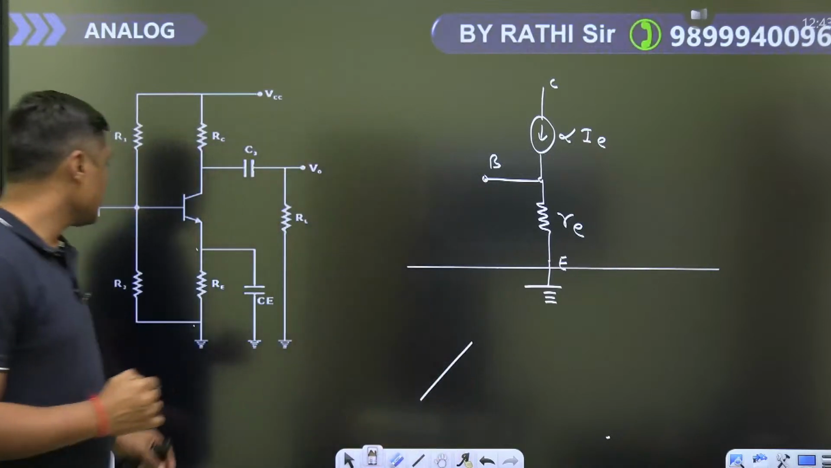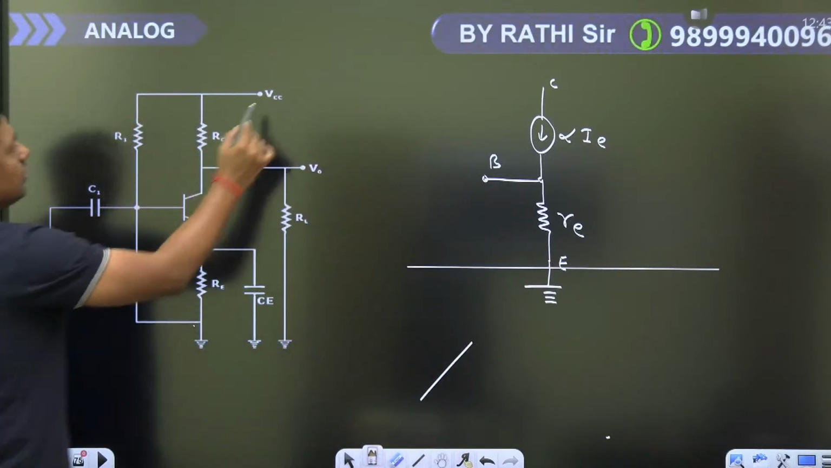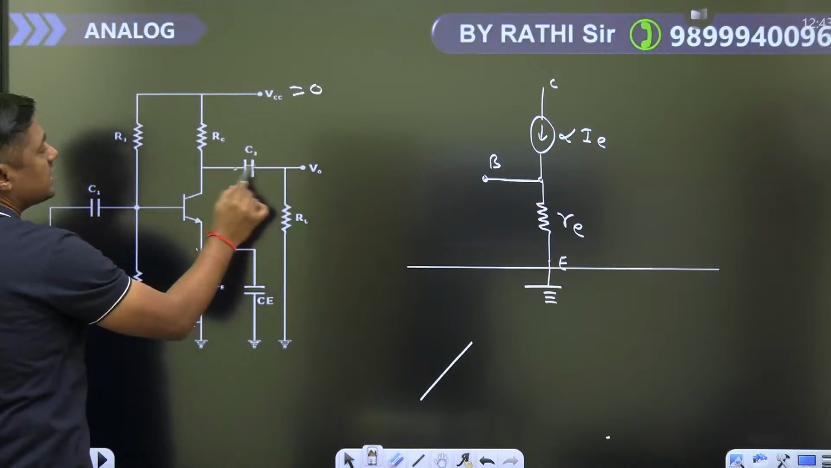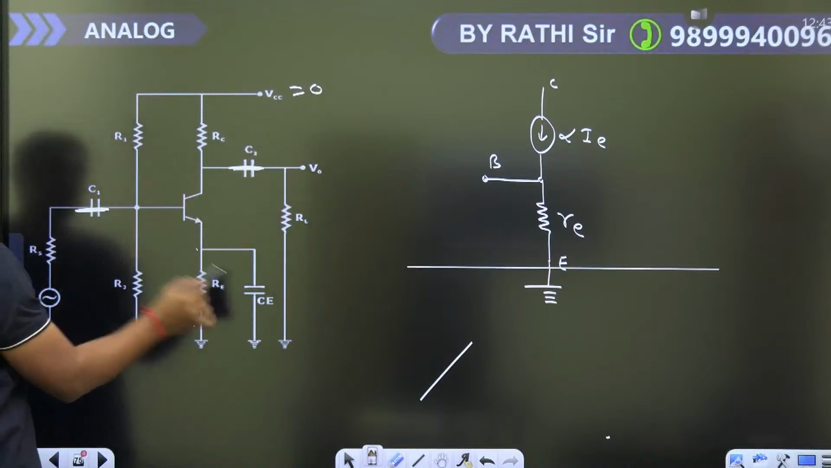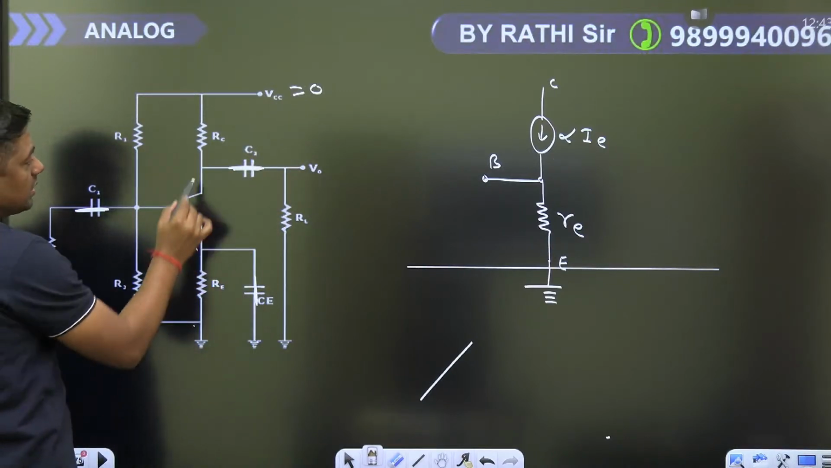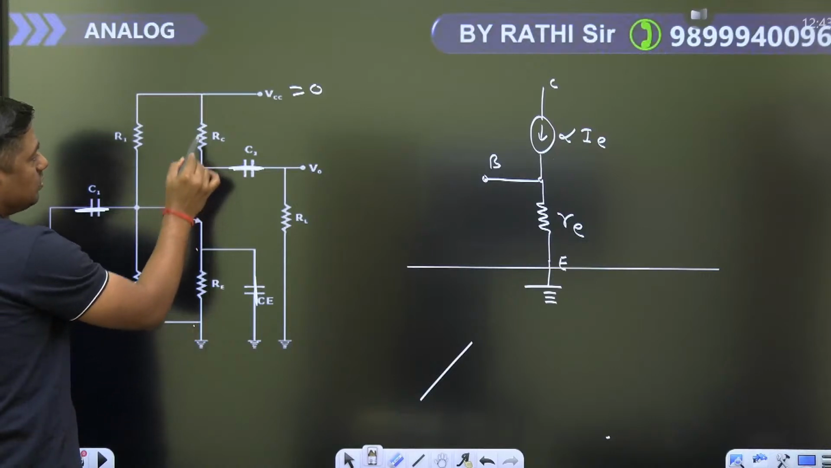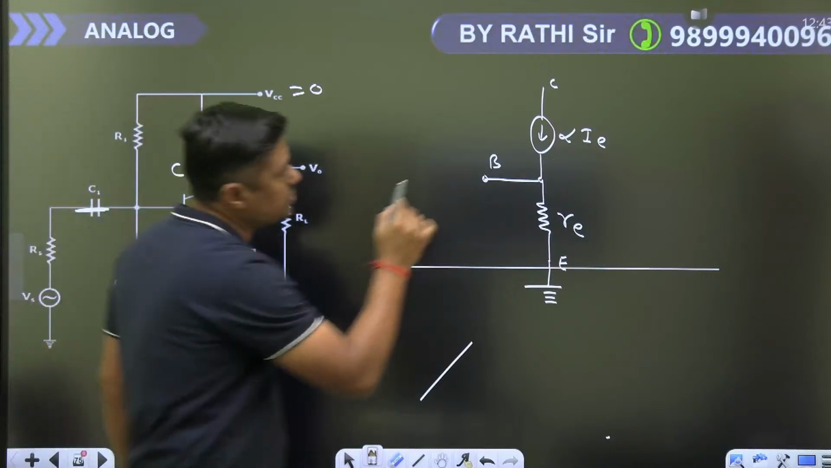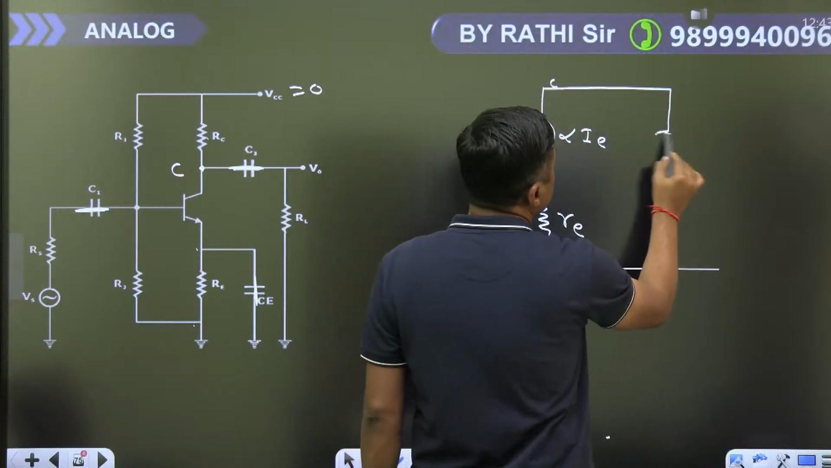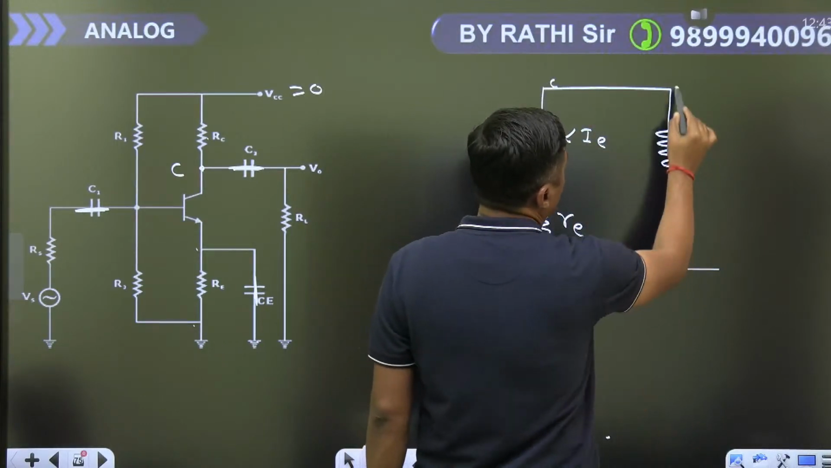Then VCC is 0. This capacitor acts as a short circuit. This acts as a short circuit. This acts as a short circuit. Then from collector to ground, RC and RL, just like the previous question. RC, RL.